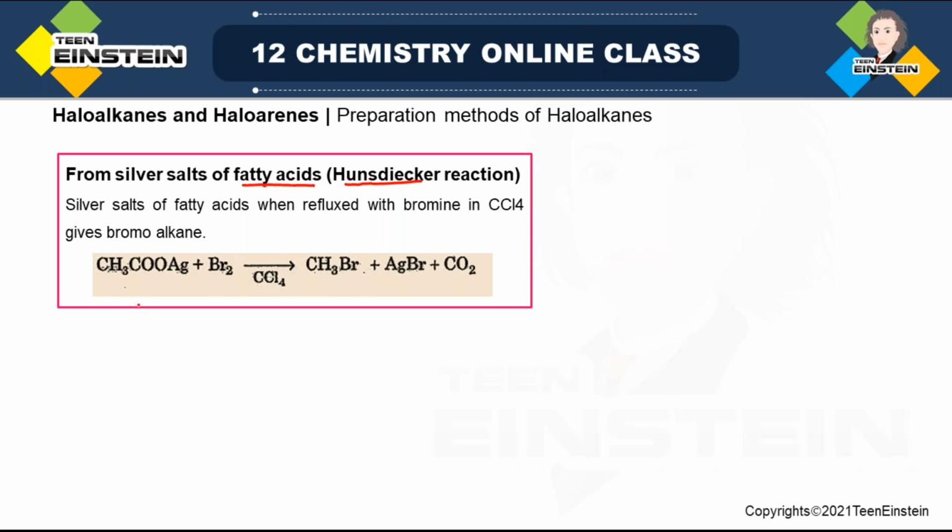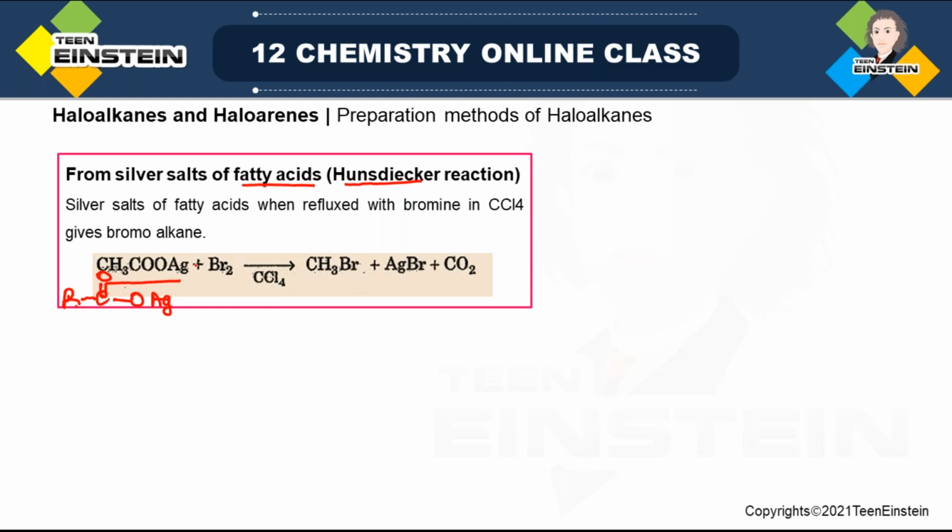Here we have taken silver salt of CH3COO, that means it is silver salt of a very simple carboxylic acid, but it is also possible for fatty acids. So when this salt is refluxed, you can also write it in general form: suppose the acid is RCO2H, the corresponding Ag salt will be RCO2Ag. And it is reacting with bromine in presence of CCl4, which is the solvent. And what we are getting is CH3Br.